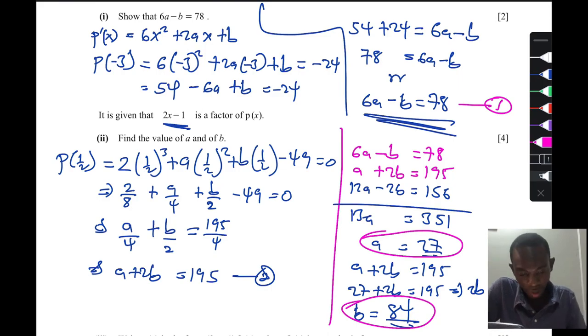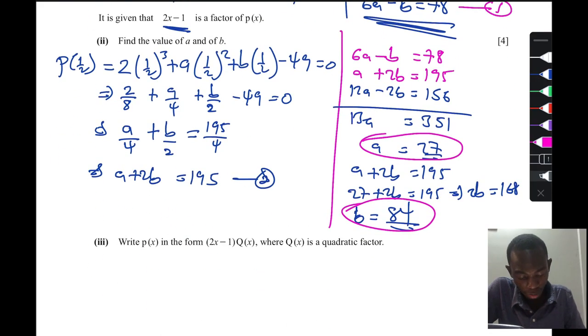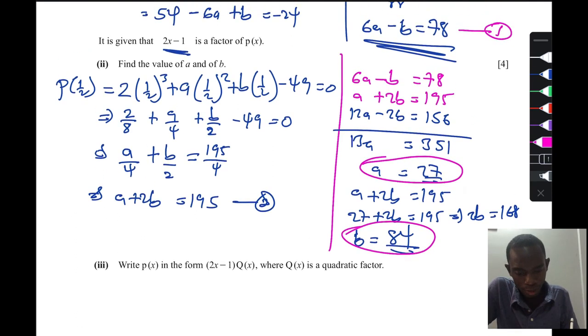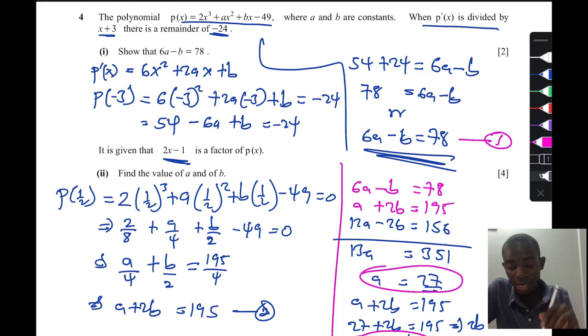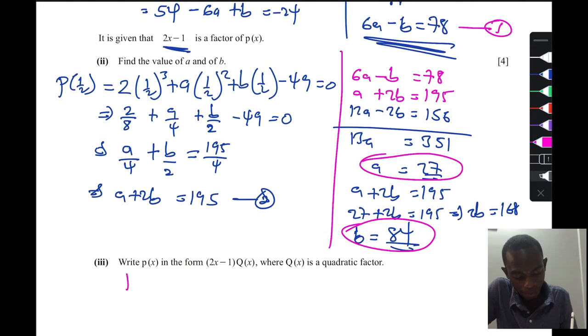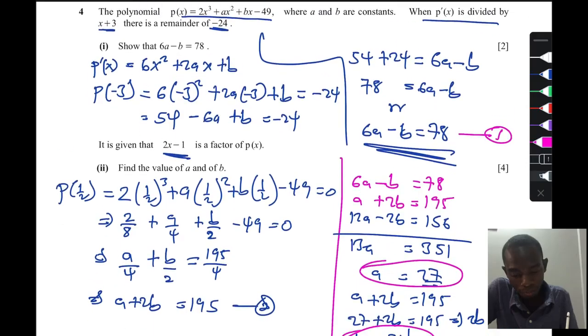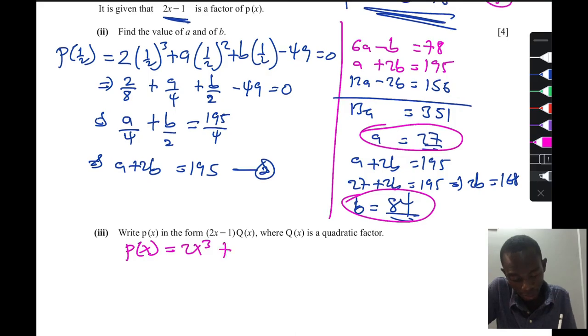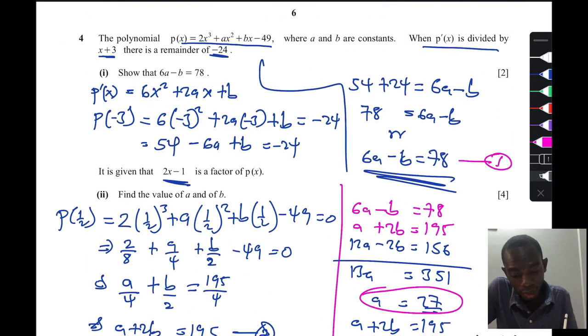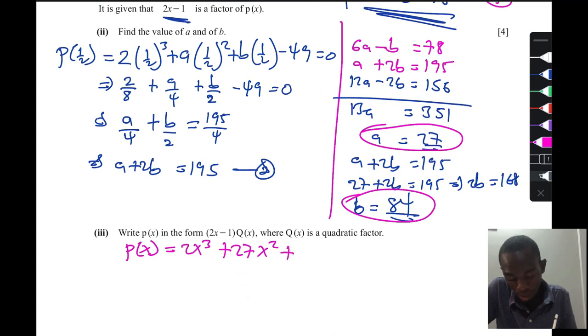Now finally, what do they want? They want us to write p of x in the form 2x minus 1 times some k of x, where k of x is a quadratic factor. So now what we want to do is go back to the polynomial and put the values of a and b in it. So p of x is 2x cubed plus a, but a is 27, so 27x squared, plus bx, so b is 84x, minus 49.